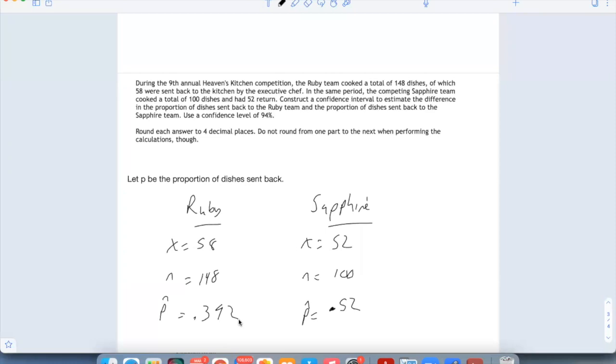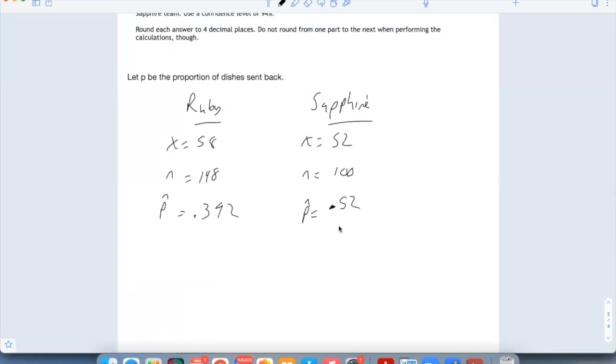Okay, if you were leaving this up to me, I would call these guys group one because they have the higher P hat. I would do this. Whoever wrote this question, though, did not do that. I know by looking at the answers that they've chosen this. So let's type in the numbers this way and see what we get.